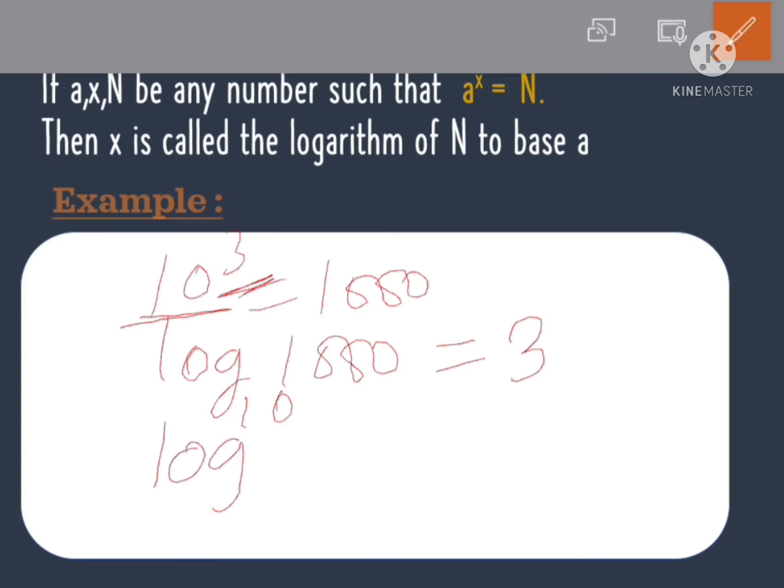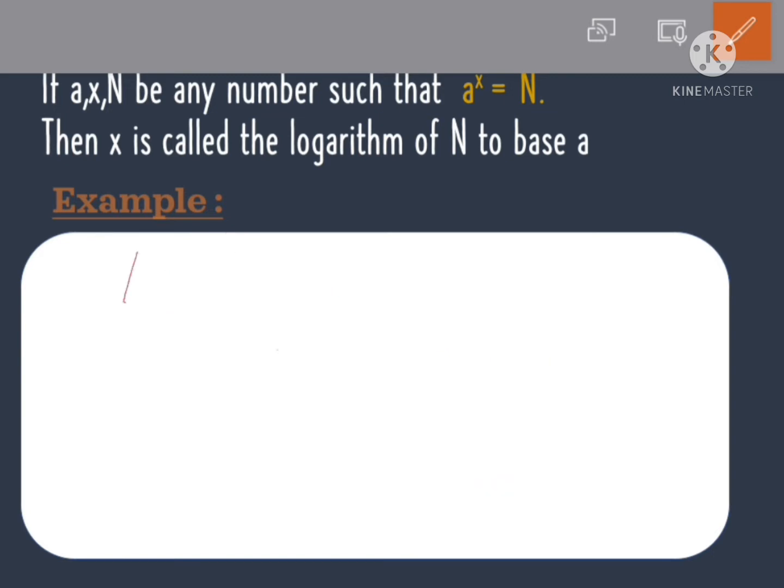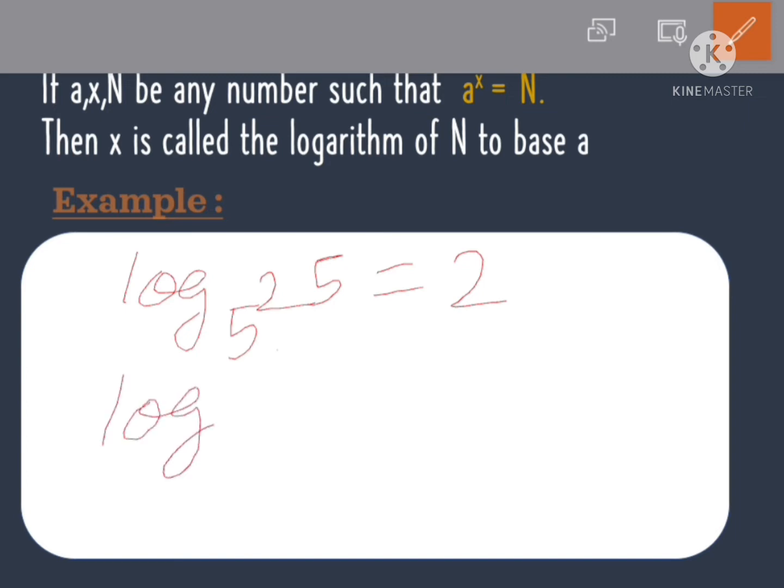And for example, log of 8 to base 2 is also equal to 3. And log of 25 at base 5 is equal to 2, as 5 raised to the power 2 is 25, and log of 343 at base 7 is equal to 3, as 7 raised to the power 3 is 343.